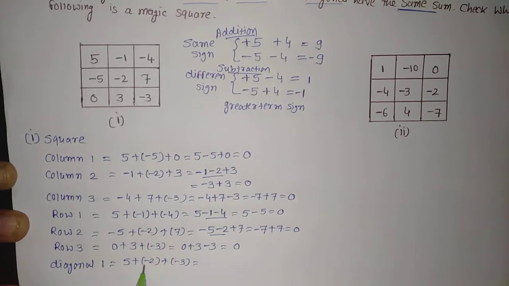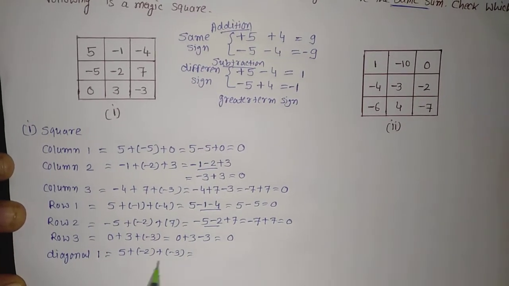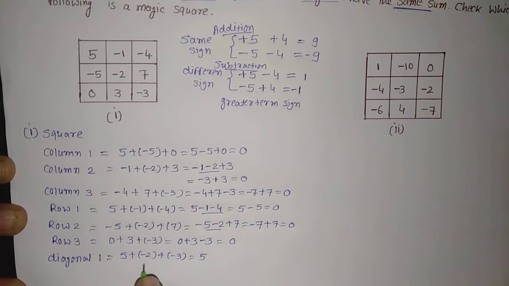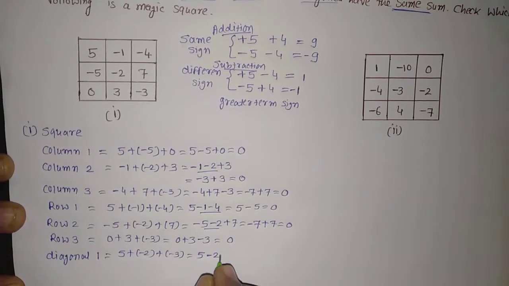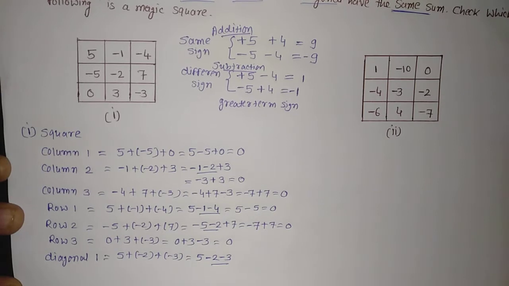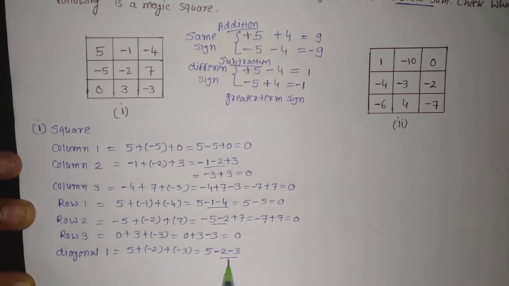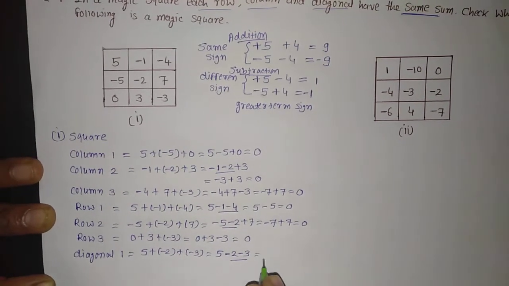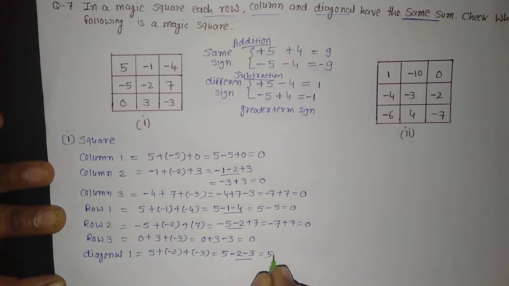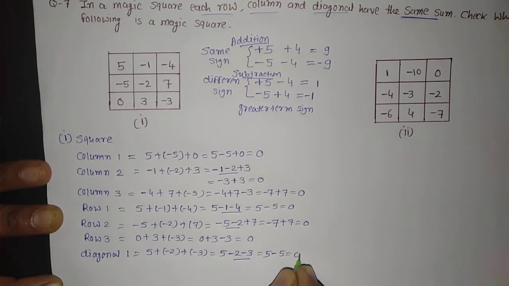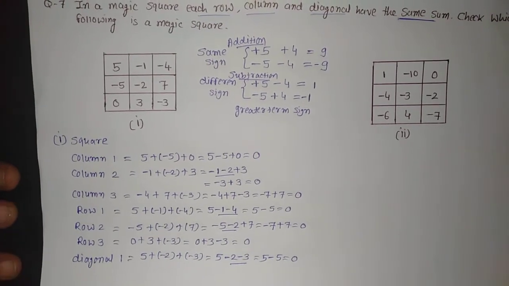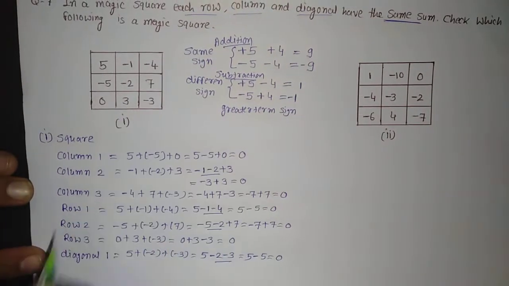You can see again this is plus minus minus plus minus minus. So 5 minus 2 minus 3. Again both have the negative sign. So we'll do the addition. 3 plus 2 is 5 with the negative sign. This 5 minus 5 is also equal to 0. One more diagonal is remaining, that is this one. We'll do it.